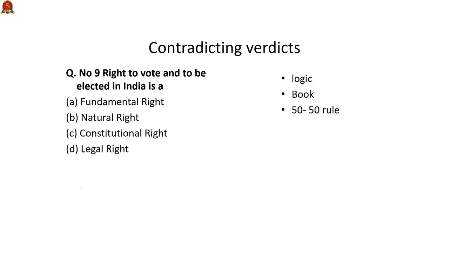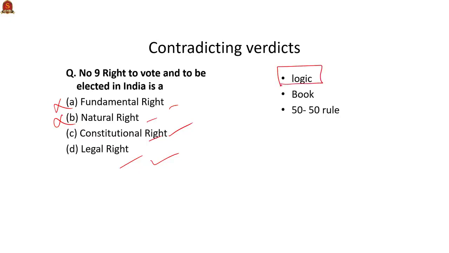Then, contradicting verdicts. For example, question number 9: right to vote and right to be elected in India, is it a fundamental right, natural right, constitutional right or legal right? Now you know that it is not a fundamental right, and not a natural right. Your confusion will be between constitutional right and legal right. Sometimes the court has given contradicting verdicts according to the context. In one case the court has said the right to vote is a constitutional right. In another case they have said it is a legal right. In case of contradictions, what should we do? You should apply three principles.